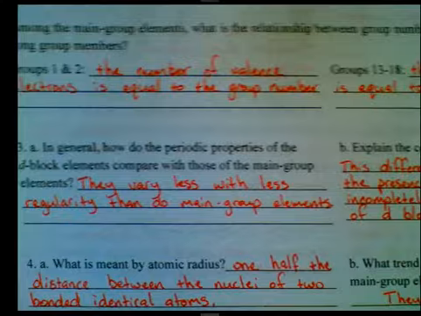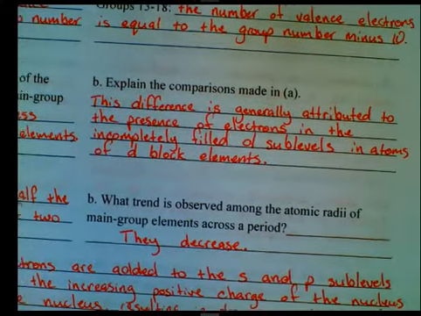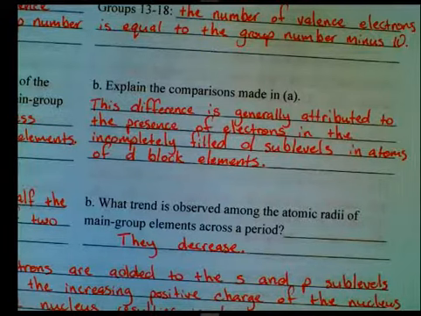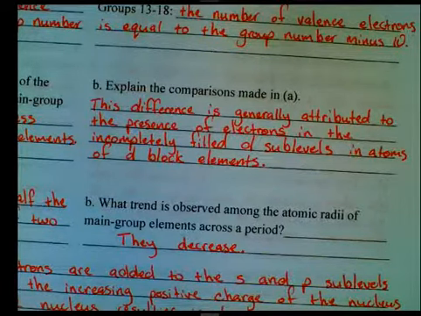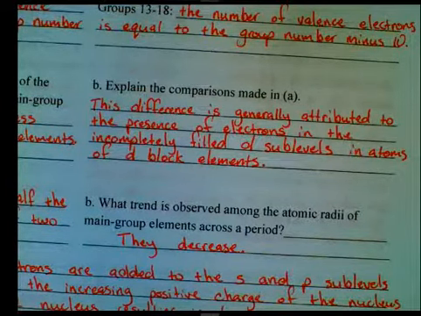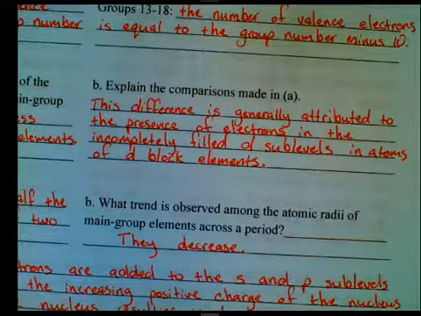Now, B says explain. Explain that. The difference is generally attributed to the presence of electrons in the incompletely filled D sublevels in atoms of the D block. So it has to do with the fact that it is the D sublevel that is being filled in D block elements. That's what they're called, D block elements.